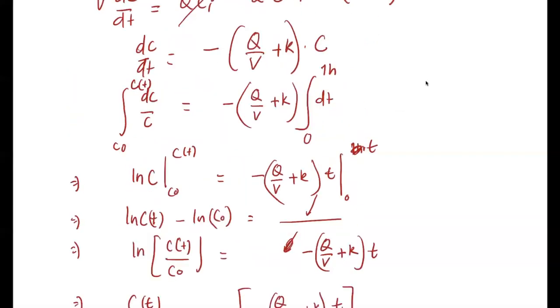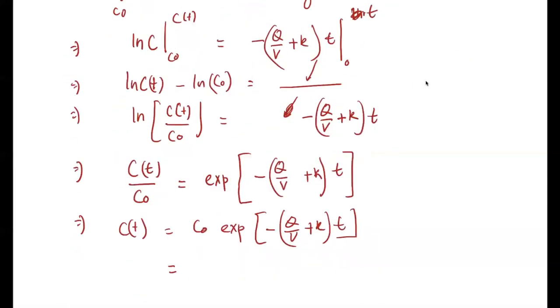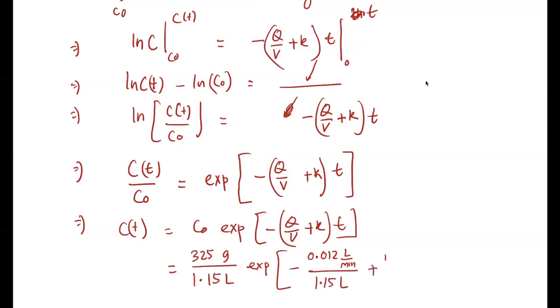C0 is given because I wrote it here: 325 gram over 1.15 liter, times the exponential term. Q is 0.012 liter per minute, divided by volume, which is 1.15 liter, and then plus k, which is 1.13 per hour. Another thing: this is in hours and this is in minutes, so you just have to change to minutes. 60 minutes is 1 hour, okay? So you have this term balanced out.